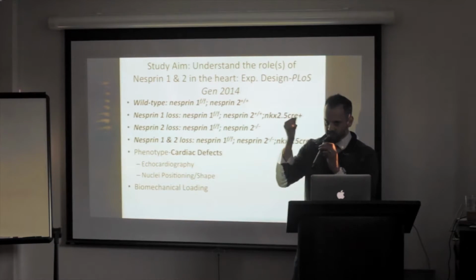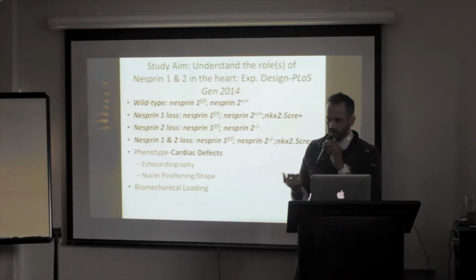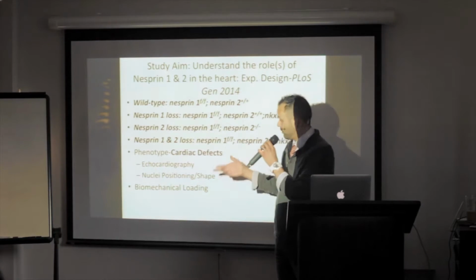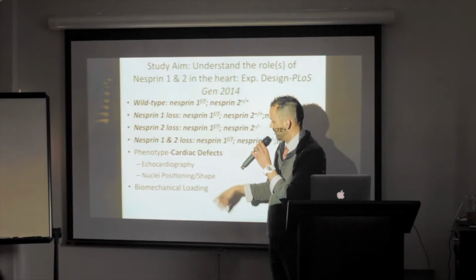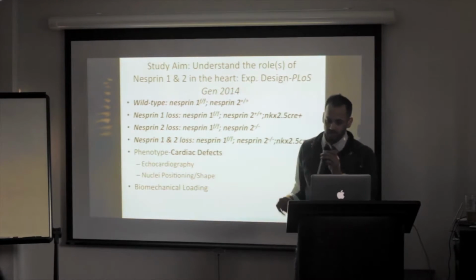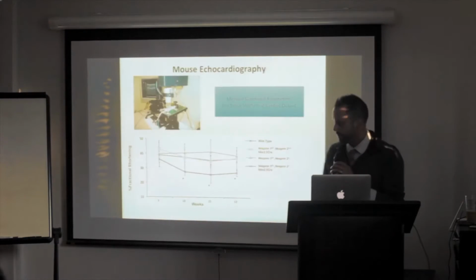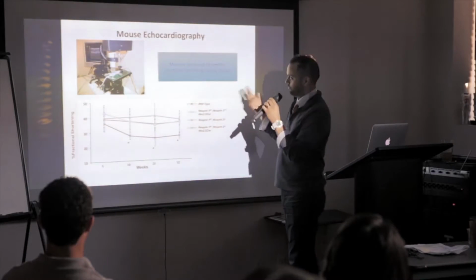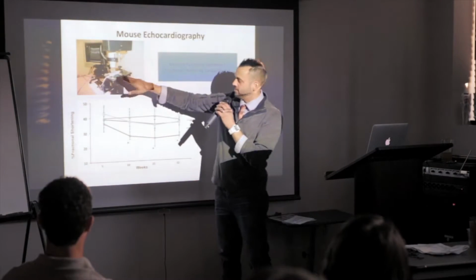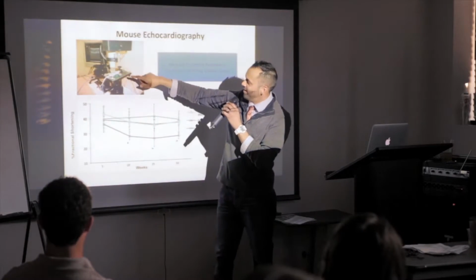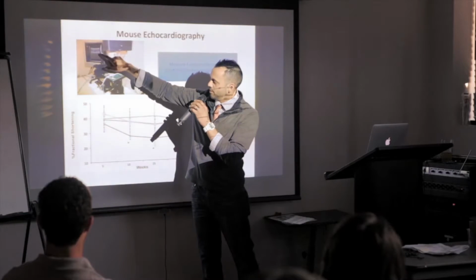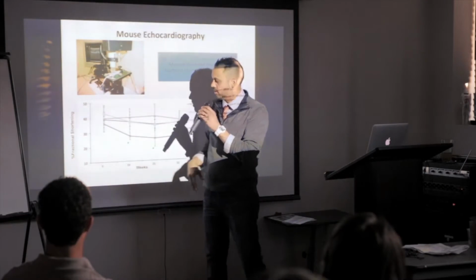If anyone's actually had an echo done on them, if you've ever had a child, or if you've ever had an echo on your heart, we essentially did that with the mice. And then I'm going to show you some nuclear shape and positioning studies, and then show you a biomechanical loading study that we did with the engineers at UCSD. So what we did was perform first mouse echocardiography. Here's that base setup. You have the mouse. Again, the poor mouse is on the table. I think it's a rat, actually. You have a probe, and that measures the echocardiographic function of the heart.